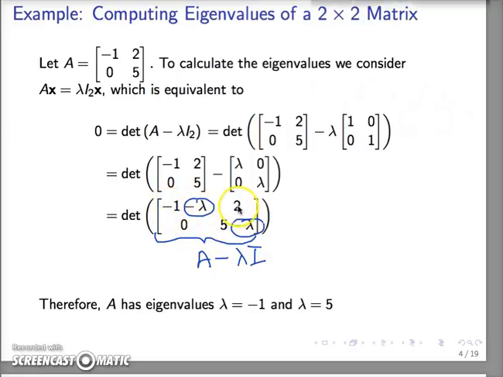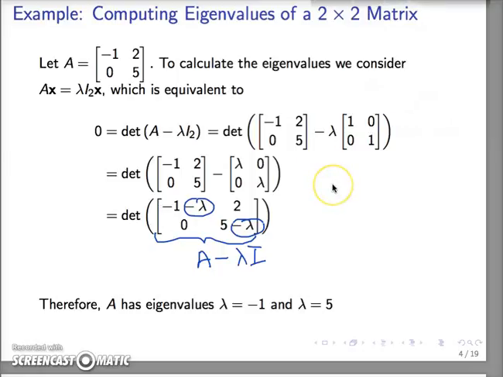We're subtracting lambda from the diagonal entries, but now this whole thing is a scalar equation, because the determinant is an operator. Just remember, the determinant is an operator. The input of this operator is a matrix, and the output of that operator is a scalar. So we compute the determinant of a matrix, and that is on its own a scalar.